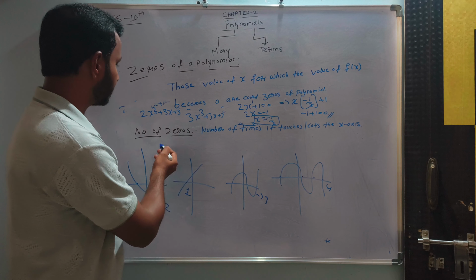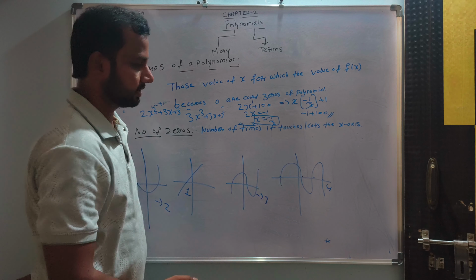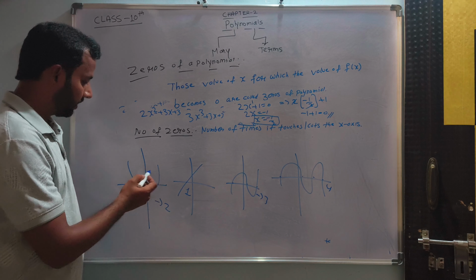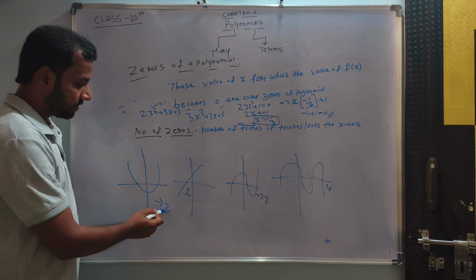Now the next part is what the number of zeros is. It is the number of times the graph touches or cuts the x-axis. Simple part, exercise 2.1. Now how many times is it cutting the x-axis here? 2 times. The number of zeros will be 2.